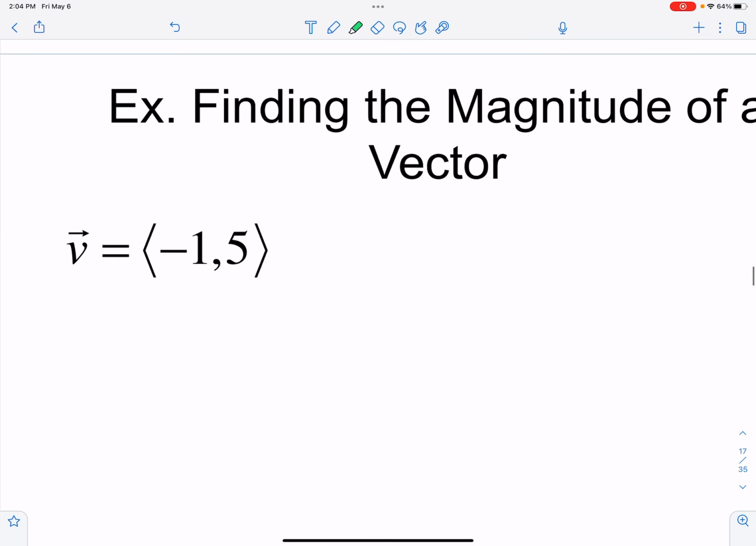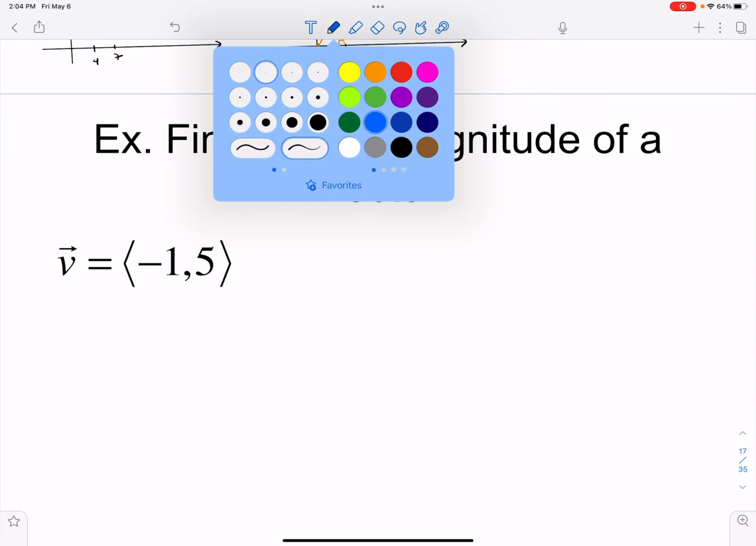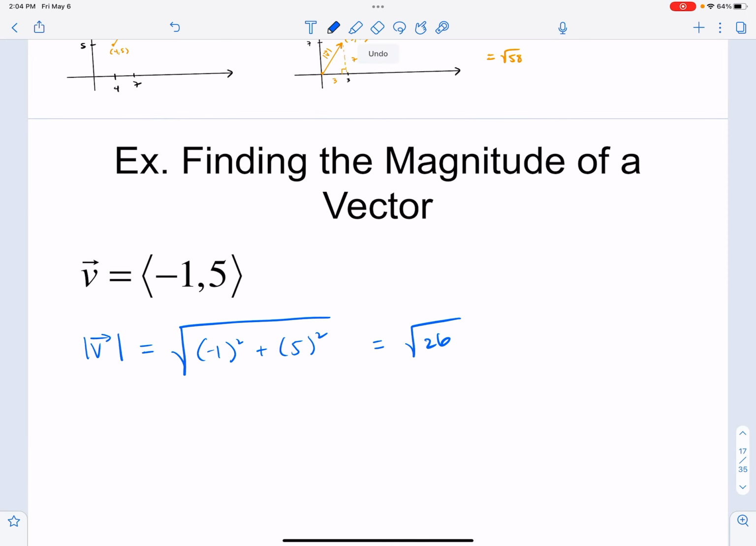So let's find the magnitude of the vector that terminates at the point -1, 5 and is in standard position. So it starts at the origin. So the magnitude of this vector, which is named vector v, would be the square root of -1 squared plus 5 squared. So that's the square root of 26, which does not simplify. So that would be the length of this vector.